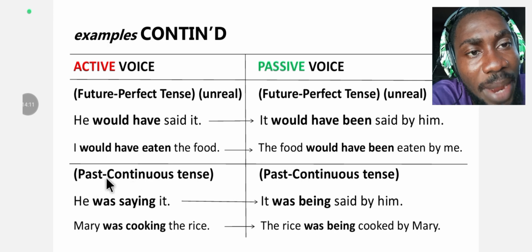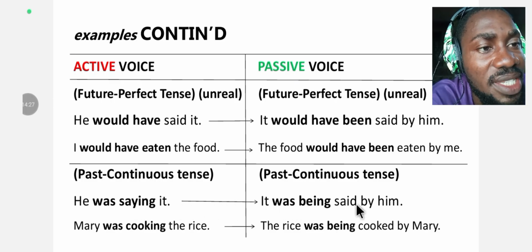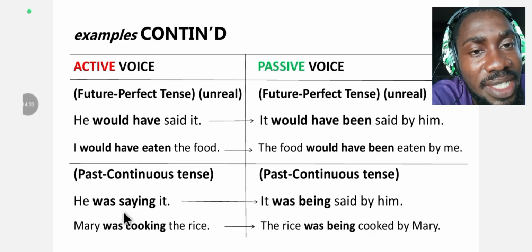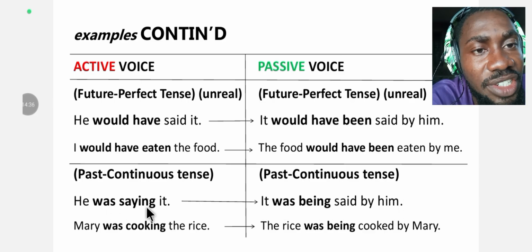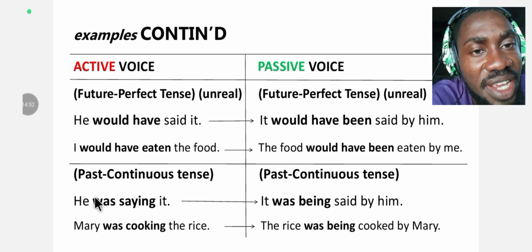Looking at the next tense we have here, past continuous tense. Under the active voice, the first example there is, he was saying it. Converting this to a passive voice, it says, it was being said by him. Tense maintained. Was is here. Ing form is also here. Being, ing form. Past continuous tense. Was here represents the past. Saying, ing form, continuous tense.